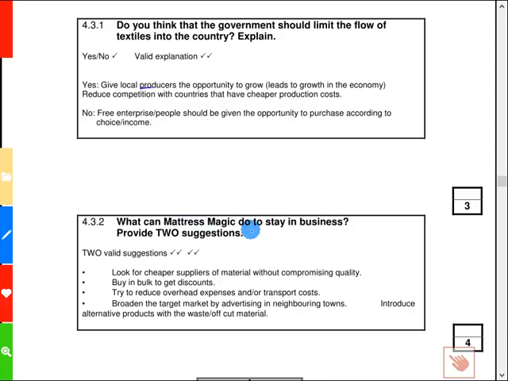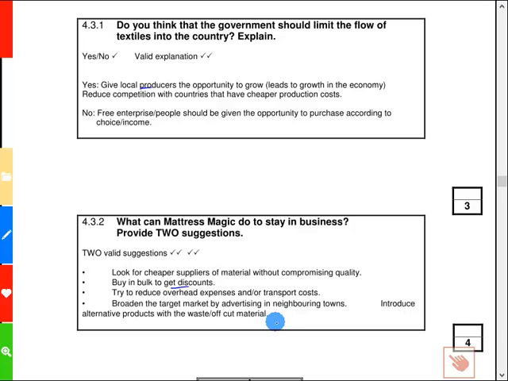What can Mattress Magic do to stay in business? Provide 2 suggestions. And here's just a number of suggestions. They can look for cheaper suppliers of their material without compromising their quality. What else can they do? Well, to reduce costs, they can buy in bulk and get discounts, right? Furthermore, they can try and find cheaper transport entities or reduce their transport costs. And lastly, they can increase their market by advertising.